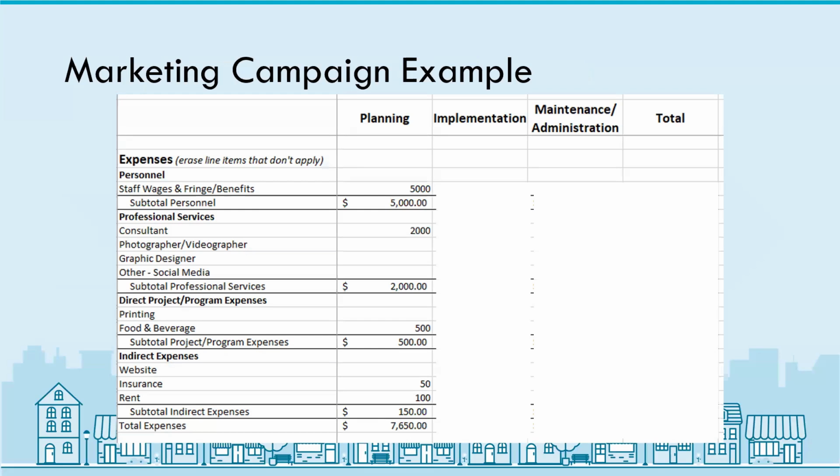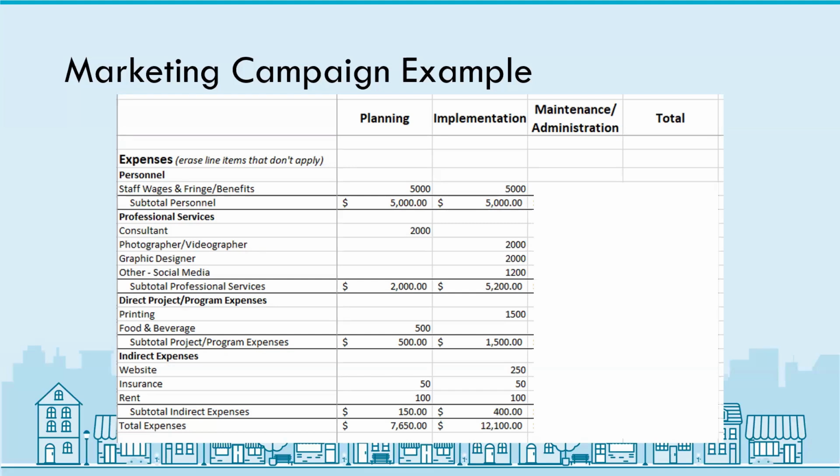First, in the planning phase, we have some staff time as we develop the plan. We're hiring a consultant to bring in some market analysis, and you have some money in the food and beverage line for community outreach events. And there are also some indirect expenses that are attributed to this phase. Next, in implementation, we're going to hire professional services like a photographer and videographer, a graphic designer, a social media manager, and we're also going to print some banners to market the vacant properties.